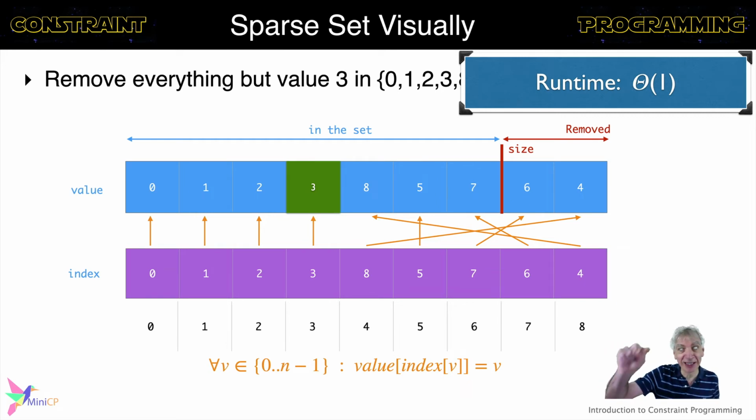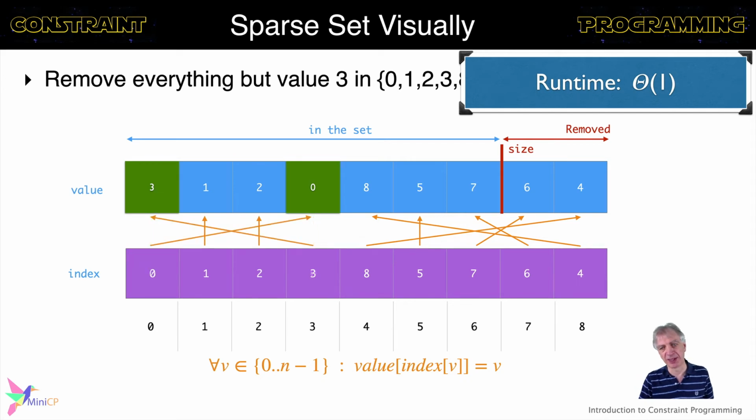I'm going to put it inside, in the first position of the array. So I'm swapping 3 with the first position. Boom. Okay. Obviously now I have to update the indices. And now you can see the value 3 is in position 0. The value 0 is in position 3.